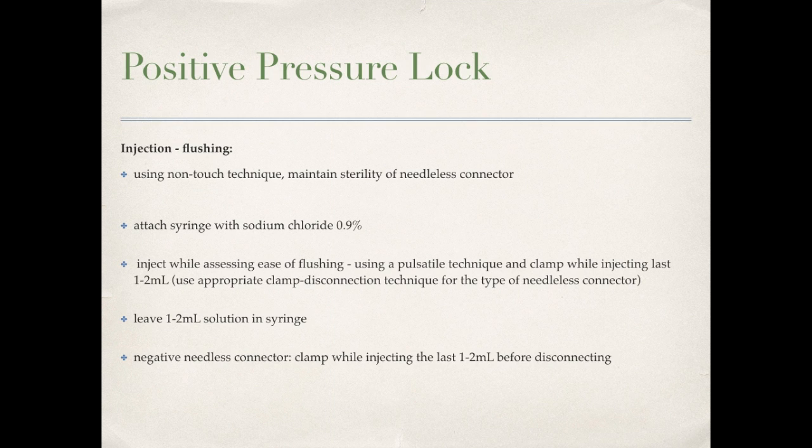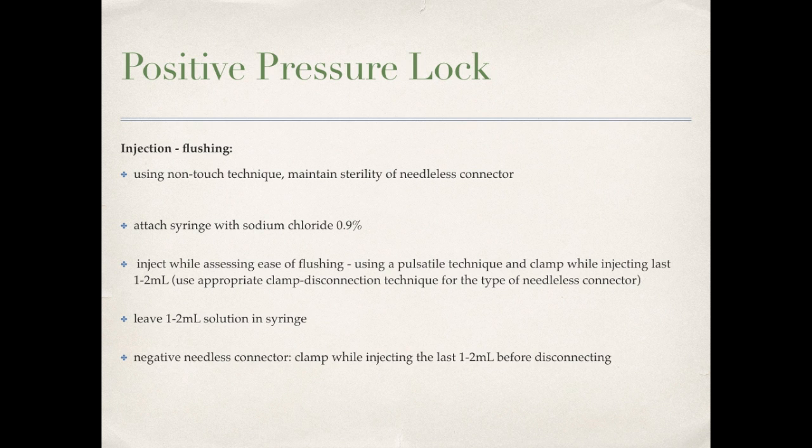So while maintaining the non-touch technique, you maintain the sterility of the end of the needleless connector. If you do happen to contaminate that, you'll need to scrub the hub again with the 2% chlorhex and alcohol wipe for 15 seconds and wait for it to air dry again. Then you can attach the 10 ml syringe with the normal saline in it, and once it's attached completely, you can then start to inject or flush.